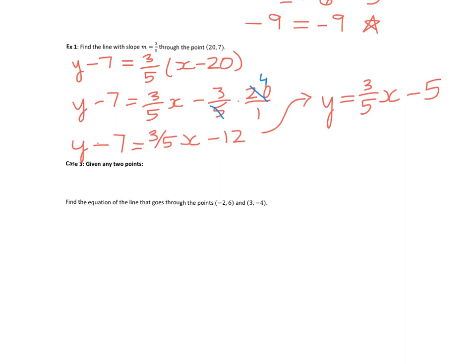All right, final case is when we have any 2 points. And if we remember from geometry, 2 points make a unique line. So we're good on that. We know we're going to get a unique line. Our strategy is to find the slope first between the 2 points, which we can do. We did that earlier in the chapter. So find the slope and then choose one of the points. And proceed as before.